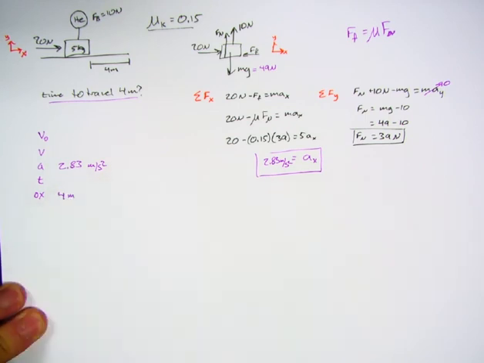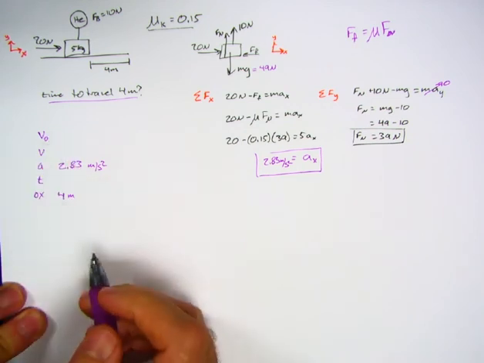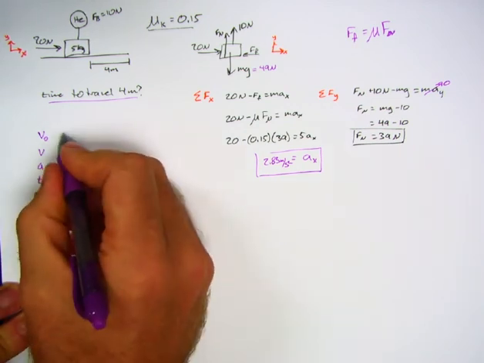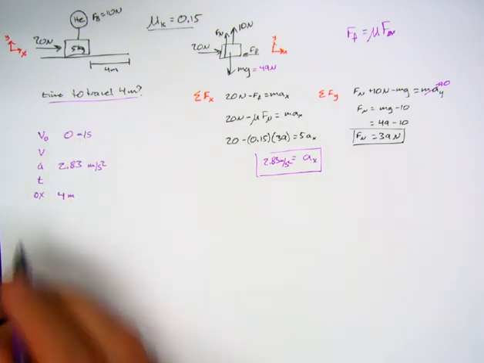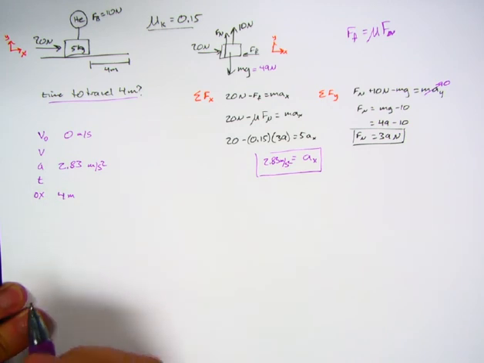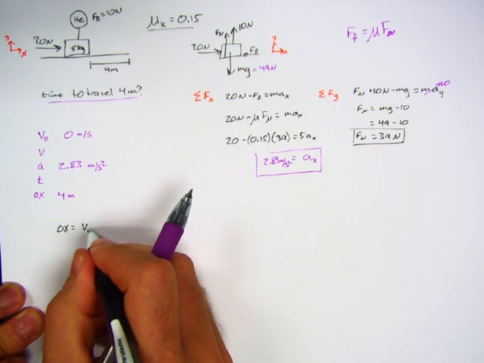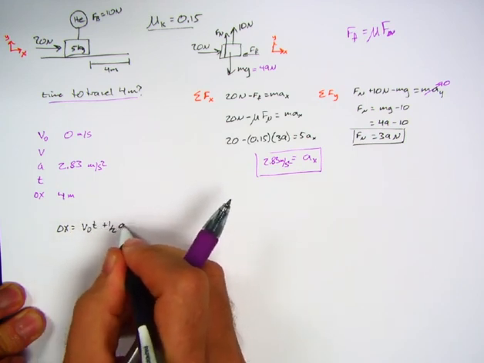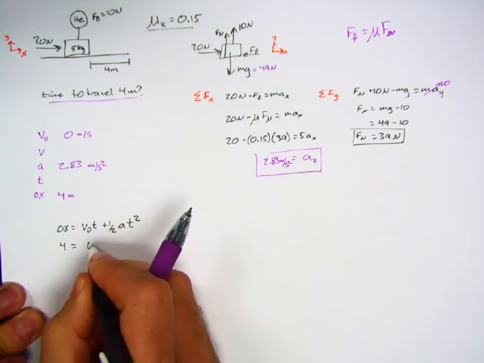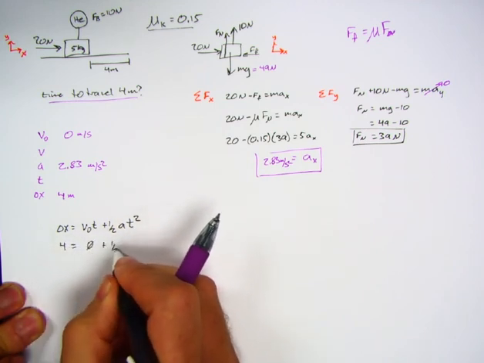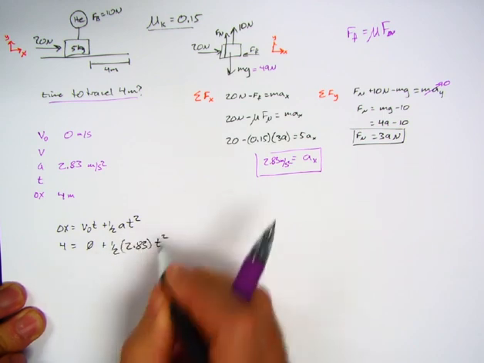We want to travel 4 meters. So we are looking for time. We either need to know the final velocity or the initial velocity. So in this case, we will make the presumption that we started from rest. Initial velocity is 0 meters per second. And now we can find time. We know v0, a, and delta x. So delta x equals v0 t plus 1/2 a t squared. 4 is equal to 0 plus 1/2 times 2.83 times t squared.